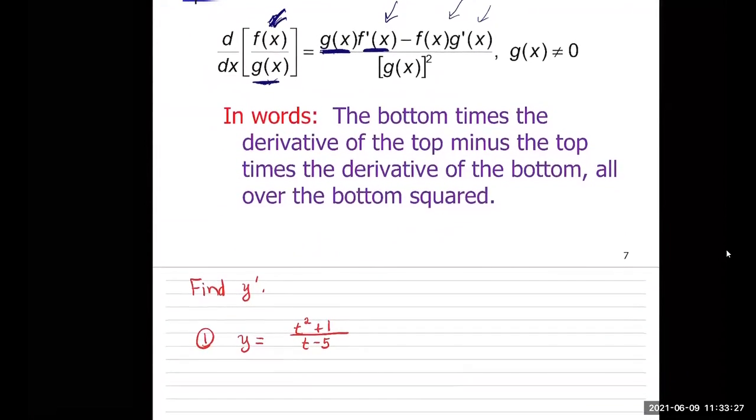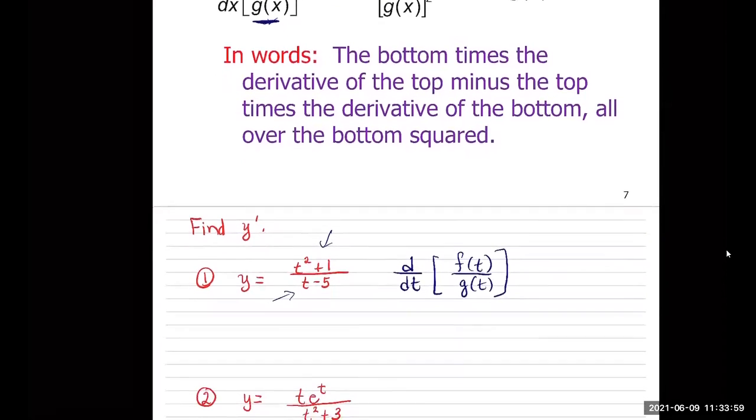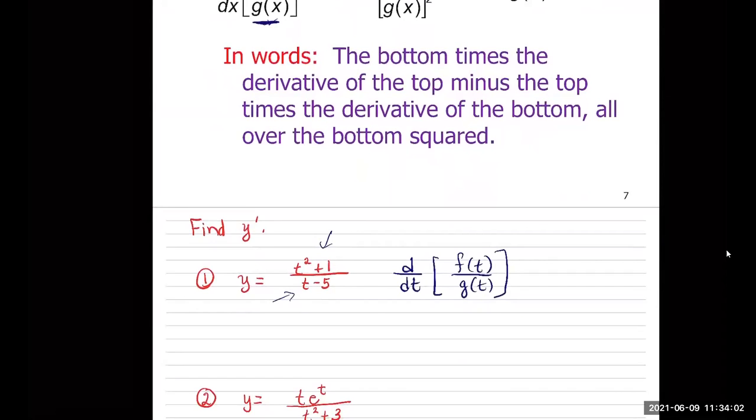So here's our first example. I have y equals t squared plus 1 over t minus 5. First of all, notice that my independent variable there is t, so we are going to find the derivative with respect to t. If you're comparing it to the quotient rule up above, notice that my f of t is t squared plus 1, and g of t is t minus 5. So when I find the derivative, I'm going to use the quotient rule.